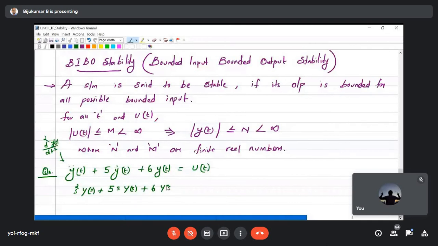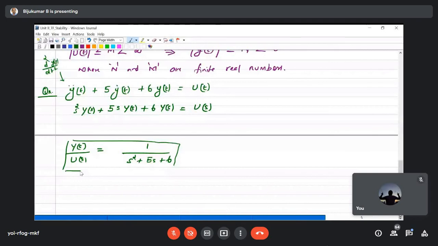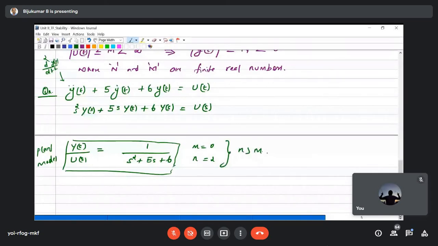If I rearrange this equation, we can obtain the transfer function model: y of s divided by u of s is equal to 1 divided by s square plus 5s plus 6. Right? So this is the plant model for this particular system, where m equal to 0, n equal to 2. This is also a second order system where n is greater than m, so this is also a strictly proper transfer function.